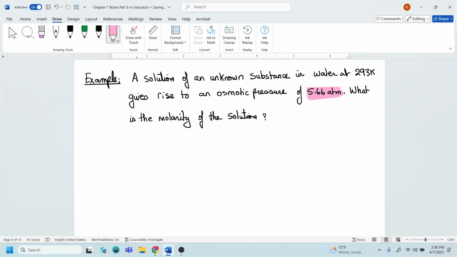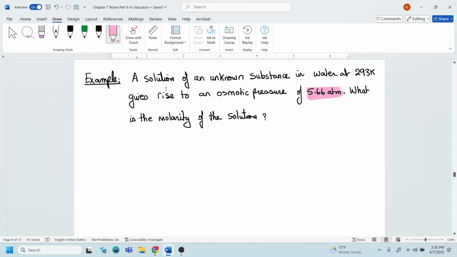Okay, so they give you the osmotic pressure in atmosphere, right? So if they give you the osmotic pressure in atmosphere, you have to change it into torrs. Why? Because we're going to use R in torrs. You could keep it, by the way, in atmosphere, but then you have to use the R in atmosphere. So just pay attention to whatever you are doing.